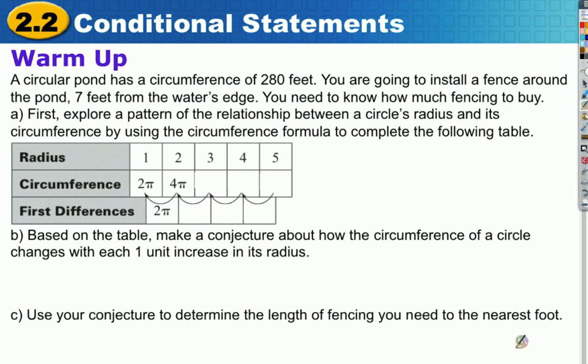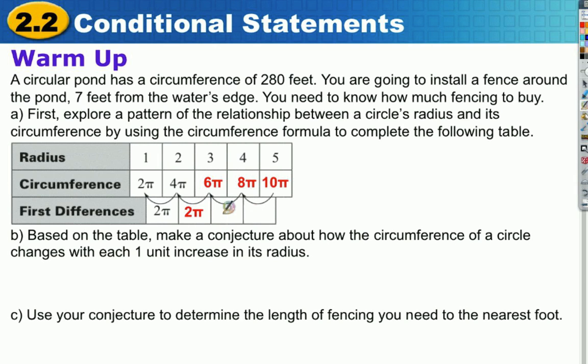Filling in the table. What should go underneath the 3? Dalton? Should be 6 pi. What should go underneath the 4? Brian? 8 pi. What should go underneath the 5? Alyssa? 10 pi. And what about the first differences? What should go right here? Davis? 2 pi.